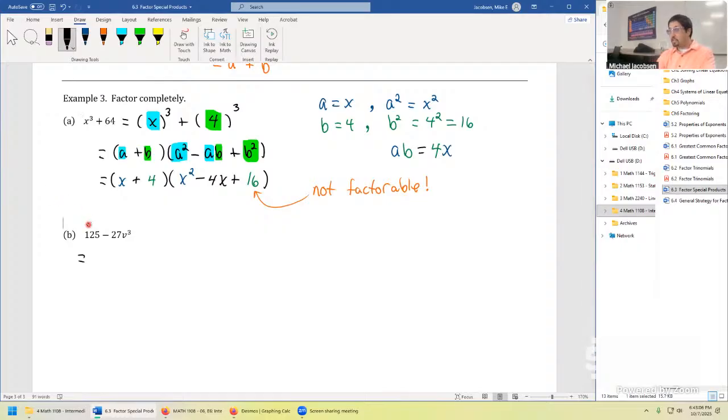125 minus 27b cubed can be brought down to something cubed minus something cubed. 5 will go in here for the first part. So that's going to be the A in the problem. And 27b cubed, we can put in as a 3b.